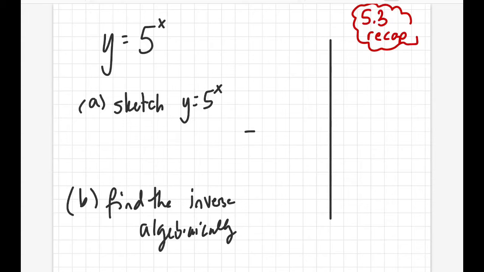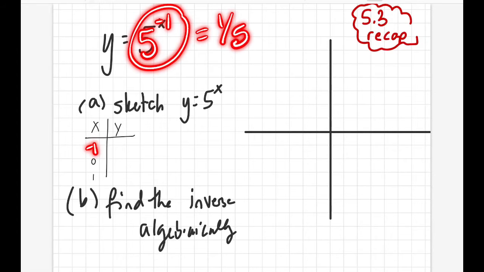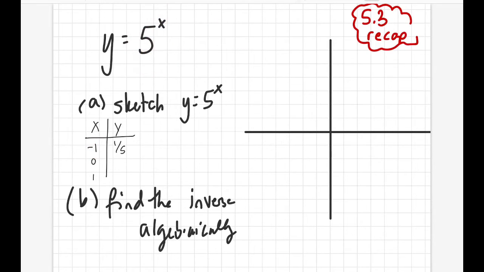So we are given this exponential y equals 5 to the x, and the first part says sketch y equals 5 to the x. So we're going to find different values to plug in here, and we always want to plug in -1, 0, and 1 to get started. So let's plug in: 5 to the -1 is 1/5. 5 to the 0, anything to the power of 0, remember, is always 1. And then 5 to the 1 is 5.